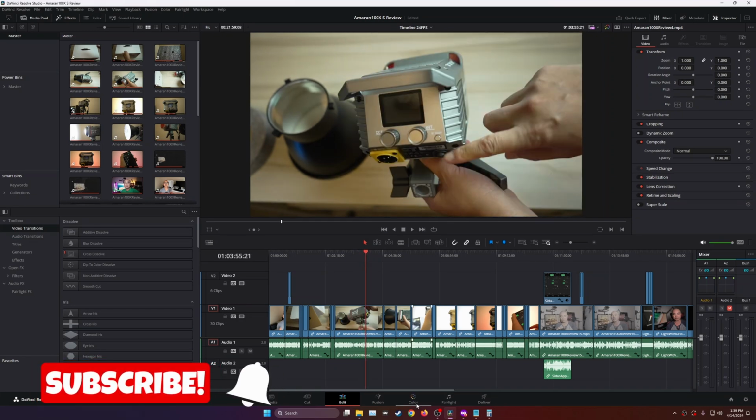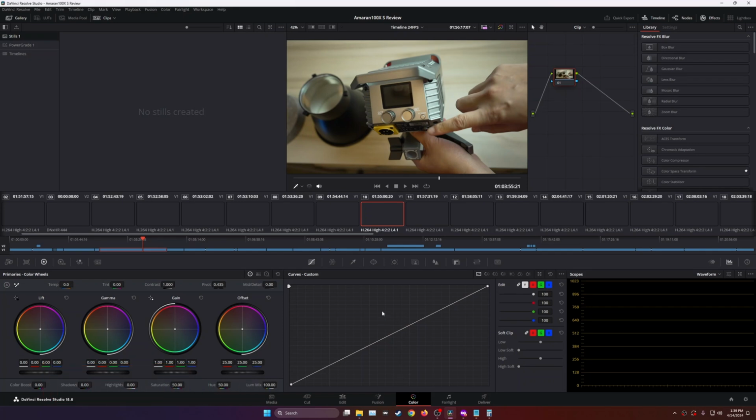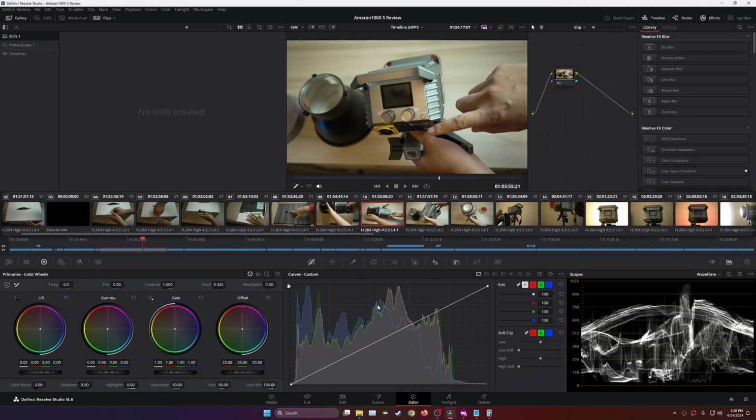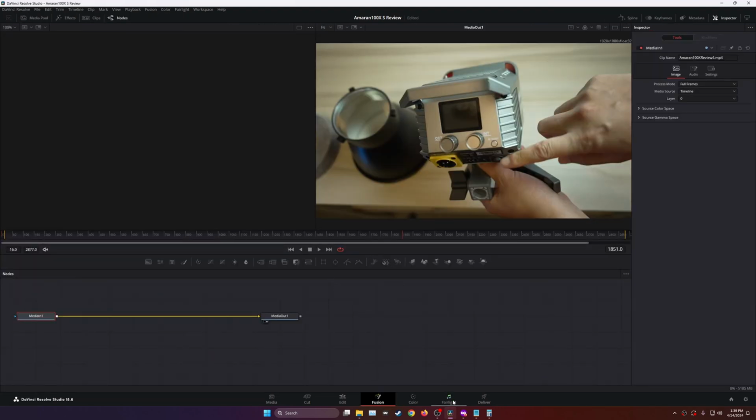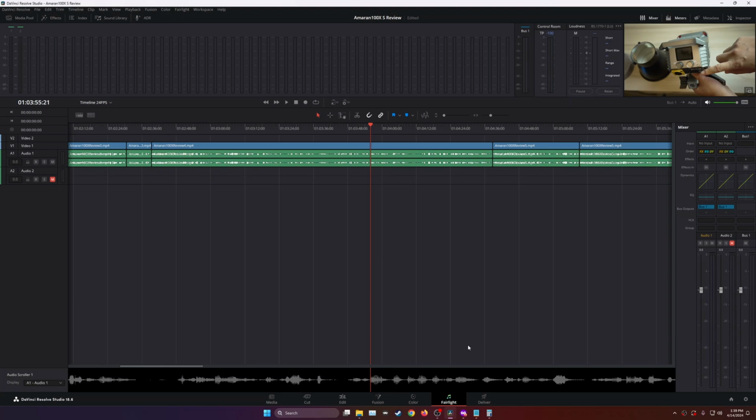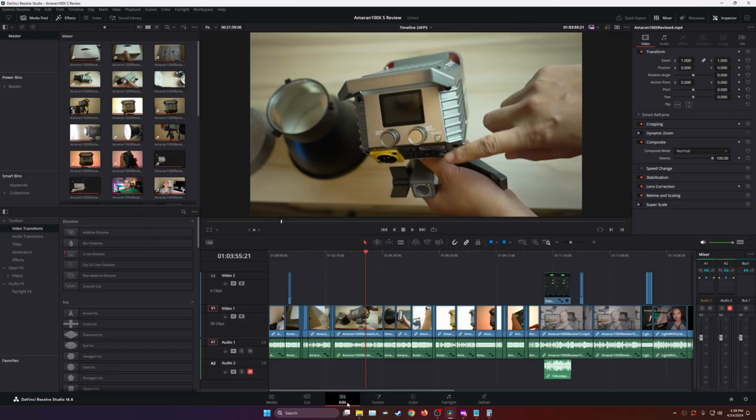DaVinci Resolve started as a color editing tool, and it is the standard by which all studios do their color edits. But it also has other things like Fusion for compositing, graphics, and so forth. And it also has Fairlight for all your audio editing. So this is a complete professional suite of tools for creators.